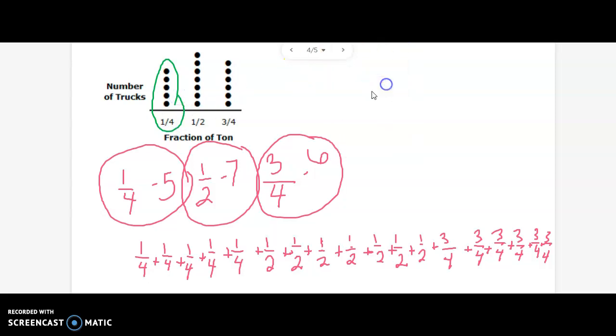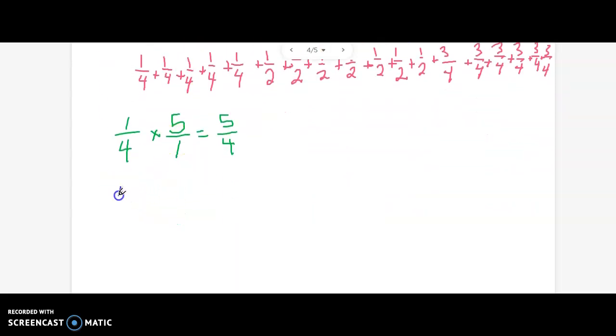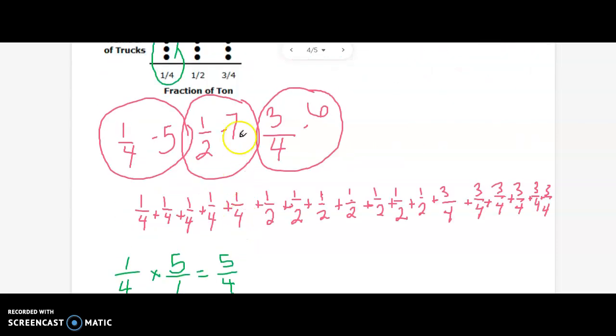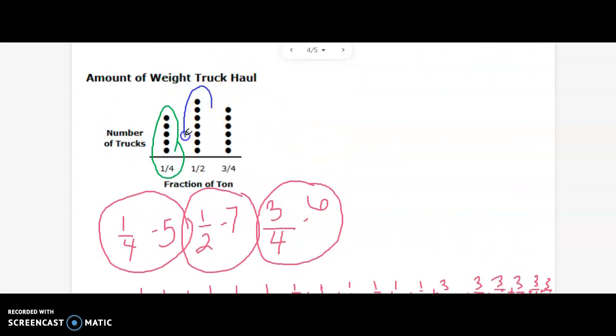Now let's find the value of the 1/2. So I'm going to take 1/2 times 7, or 7 over 1. That's going to give me 1 times 7 is 7. 2 times 1 is 2. So 7 over 2, which is an improper fraction. Right now, I'm not worried about that. 7 over 2 is the value that these trucks carry.